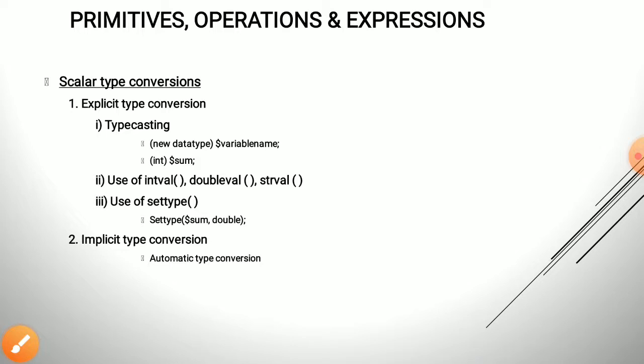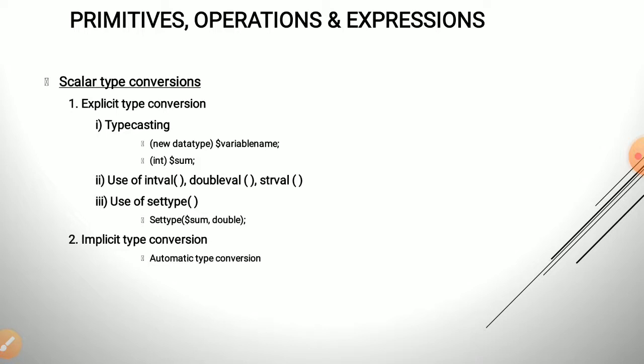Then the next method for scalar type conversion is implicit type conversion, also known as coercion. It is an automatic type conversion performed by the PHP processor. The conversion can be performed between integer and double, between boolean and other scalar types, and between numeric and string types.